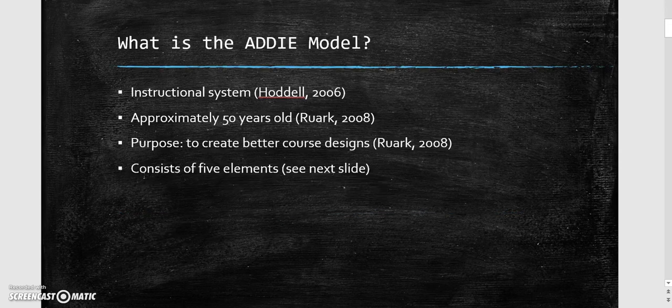So what exactly is the ADDIE model? It's an instructional system that is approximately 50 years old, and its purpose is to create better course designs. This consists of 5 elements.